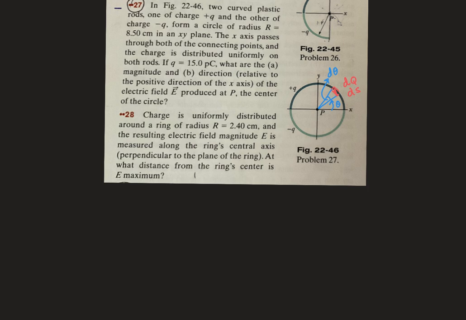Now I'm going to follow the same things that we were doing, but before that let me highlight a couple of things. Here we have the charge given as 15 picocoulomb. Pico is 10 to the negative 12. And then the radius is given over here as 8.5 centimeters, and you will have to convert that into meters. So I'm not going to do all the math here. I am just going to show what you have to do in a problem like this.